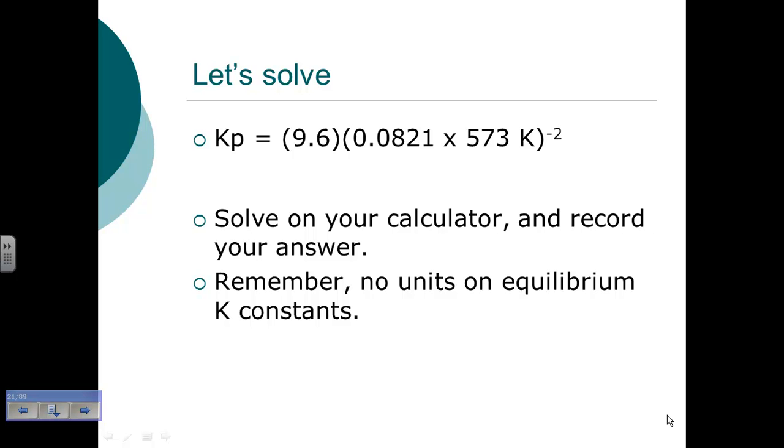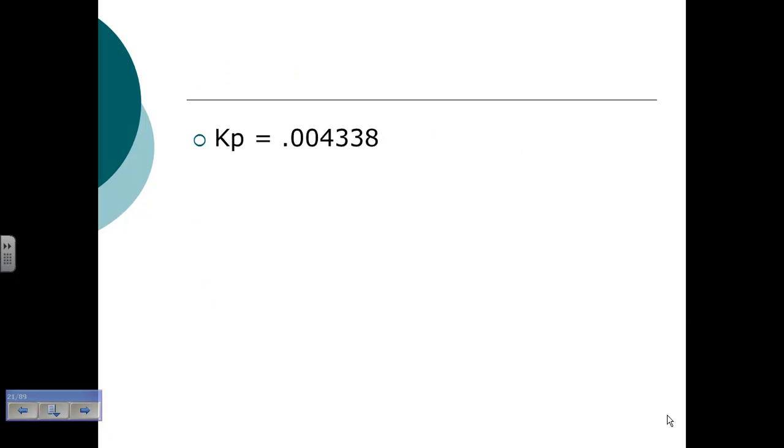Remember, there's no units on equilibrium, but what'd you get? Write it down on your paper. When you record your answer for Kp, I found 0.004338. Probably didn't record as many decimals. I got carried away. No units, just a number. It's a very small number. It's giving me an indication that most likely the reactants are being favored in this equilibrium. And we'll talk more about the number itself. The magnitude of the number is what's interesting to a chemist, not so much what it is, but the size it comes out to be.